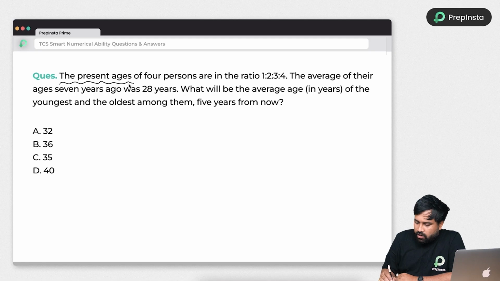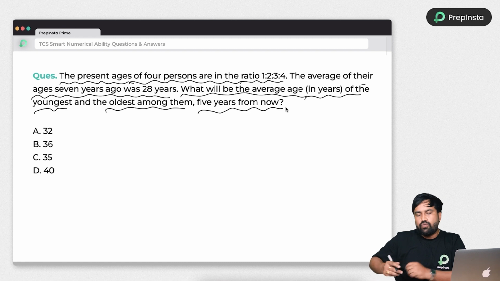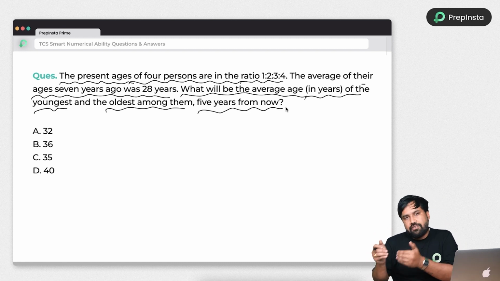The present ages of 4 persons are in the ratio 1:2:3:4. The average of their ages 7 years ago is 28. What will be the average age in years of the youngest and the oldest among them 5 years from now? So we need to find the average of the eldest and the youngest after 5 years.